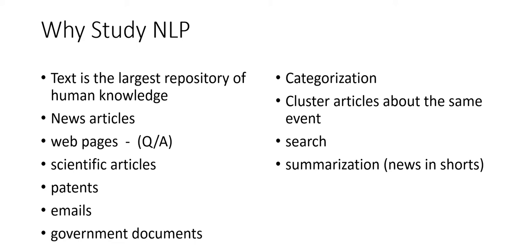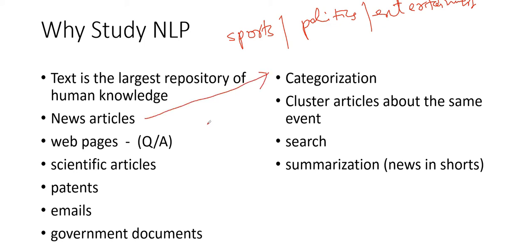And we can process these sources of text or content for various engineering purposes. For example, we can categorize the news articles into different categories like sports or politics or entertainment. In this way you can categorize the news articles. You can apply NLP or the processing to the news articles.